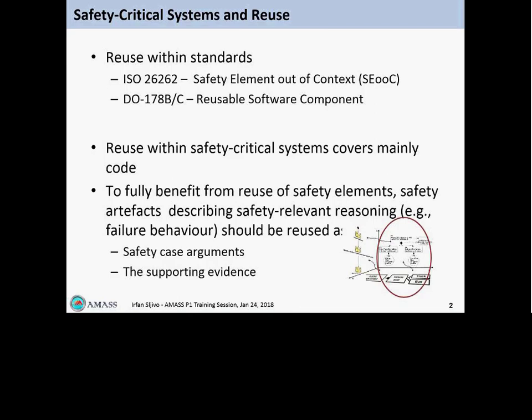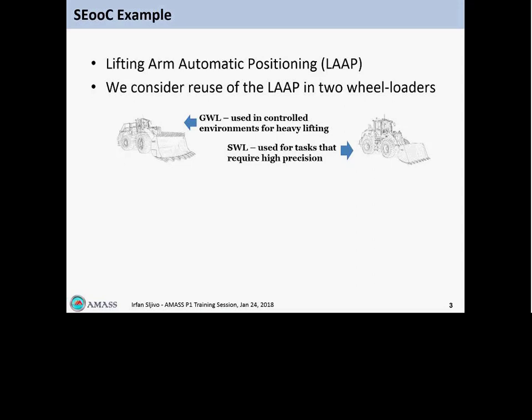It essentially enables us or promotes that we reuse components between systems together with their certification information or safety relevant information, such as safety case arguments, the supporting evidence, and so on. And in the example, I'll use the one use case that I had developed before, but in the scope of AMASS, we will do this on the case study 3 and automotive case study. But for the moment, I'm using this wheel loader example.